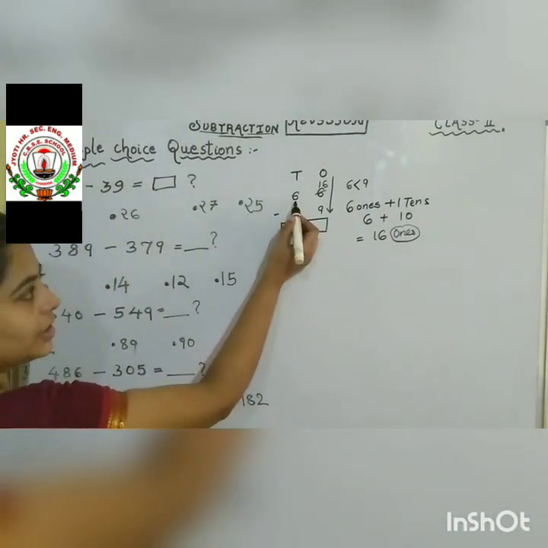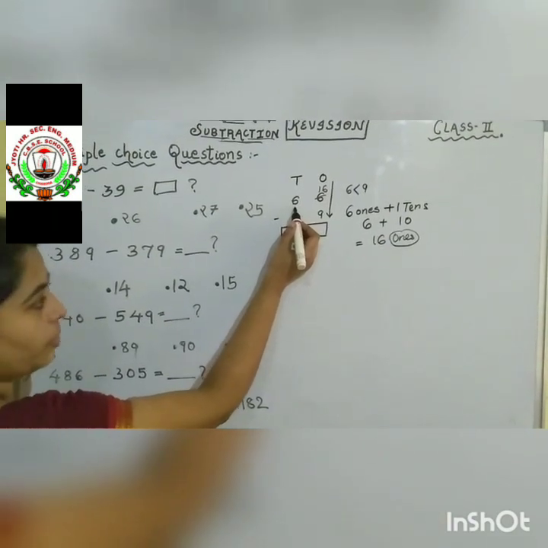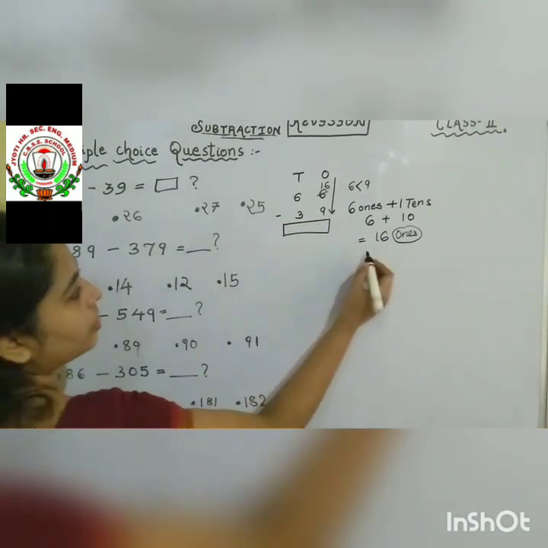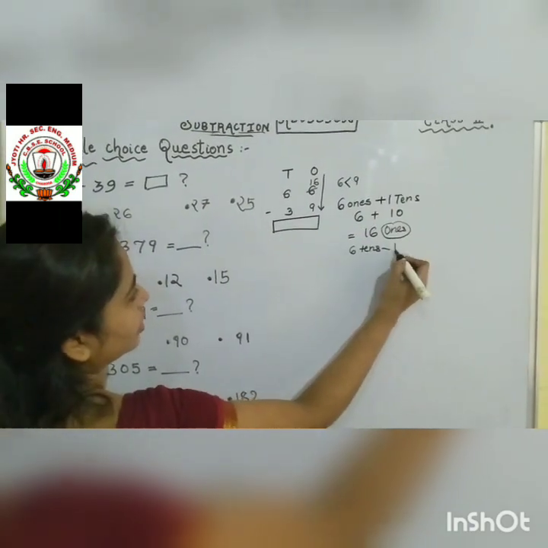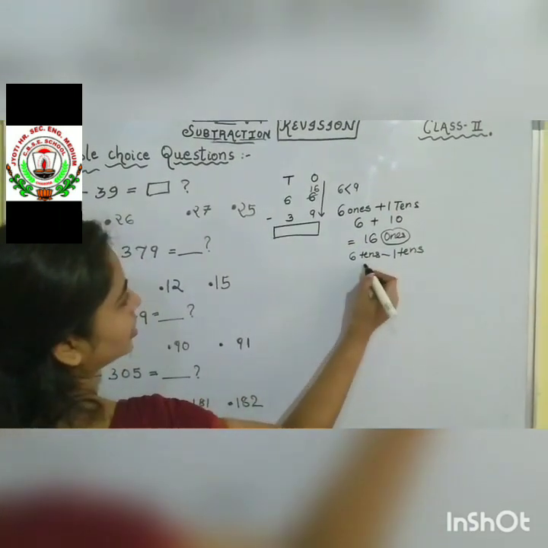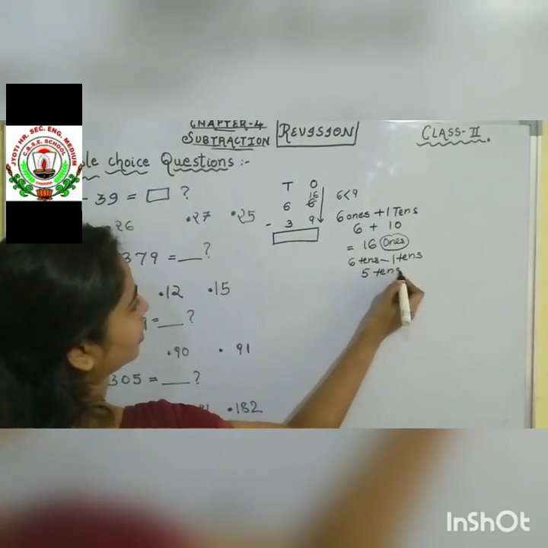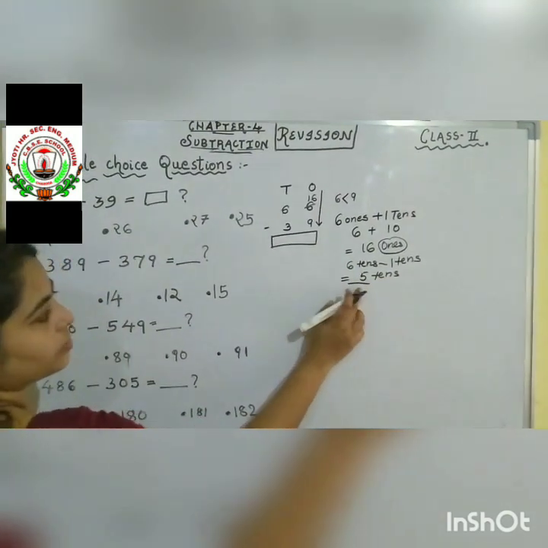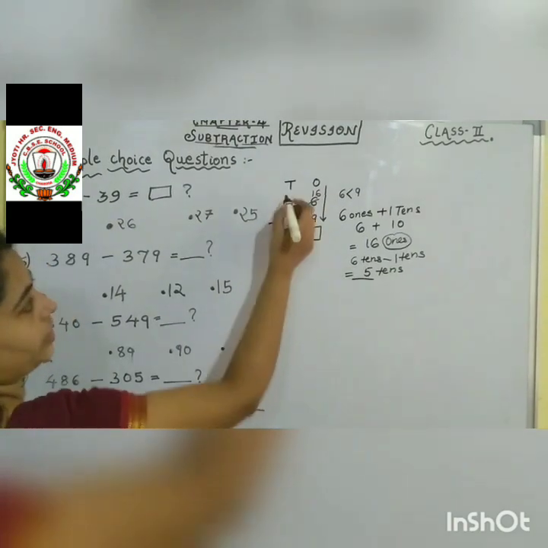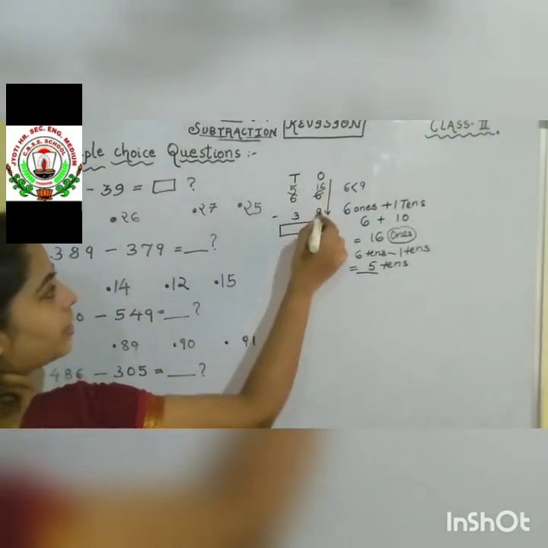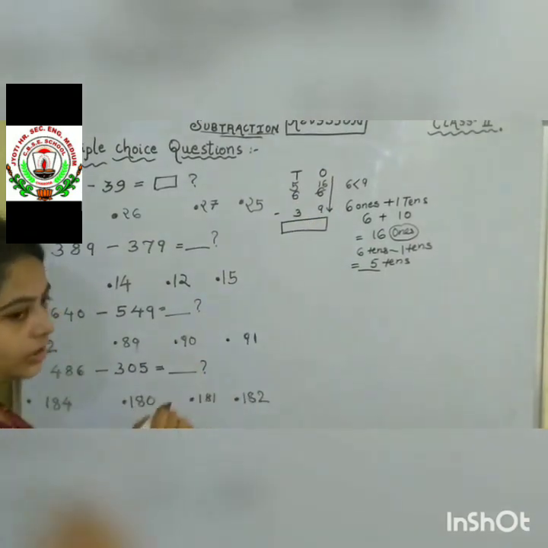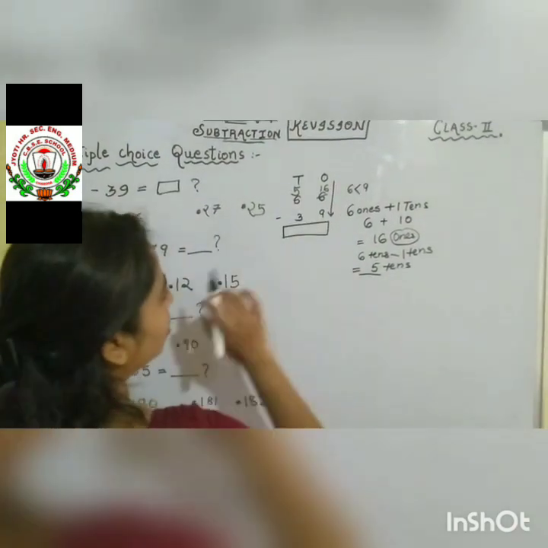Then will this 6 tens remain the same? No, it will not remain the same. This 6 tens has given 1 tens, so we have to deduct 1 tens. So 6 tens minus 1 tens. Now in the tens place, the new number is 5. So we deduct 16 minus 9, and 5 minus 3. Understood, children? This is the borrow concept.